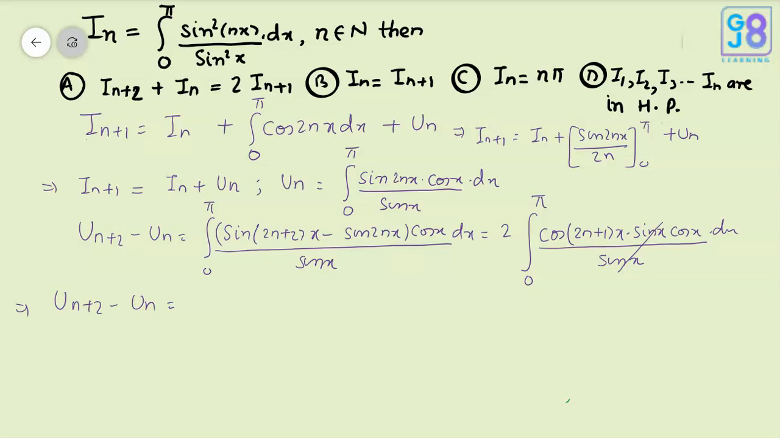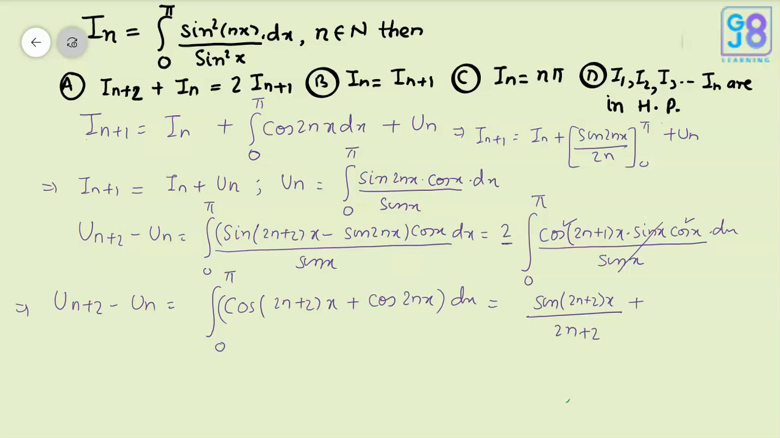So we are just left with U_(n+1) minus U_n equals integral 0 to pi, and then we can combine 2 cos (2n+1)x and cos x, and apply the addition formula for cosine. This will give me cos (2n+2)x plus cos 2nx. Then if we integrate this, it will simply become, from 0 to pi, sine (2n+2)x over (2n+2) plus sine 2nx over 2n, and then we'll put the limits from 0 to pi.